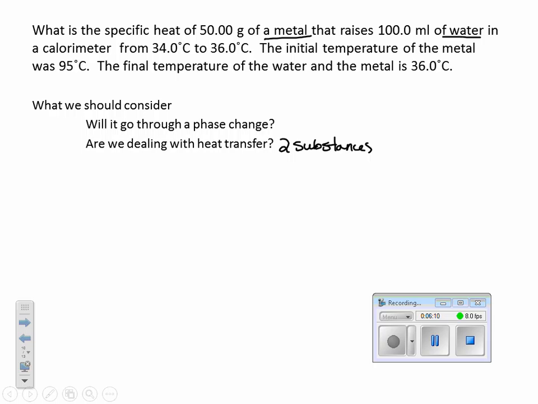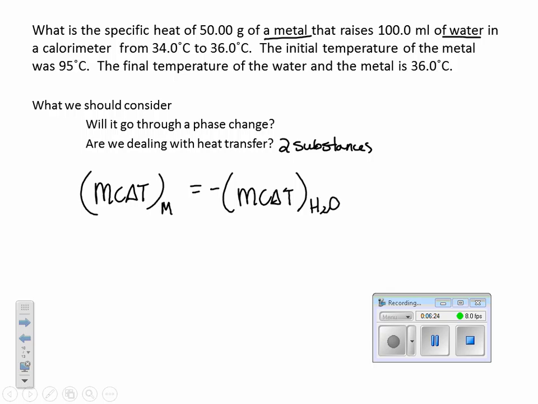So we know that we're going to use the equation mc delta T of our system, in this case the metal, is equal to the opposite heat, mc delta T, of the water. So what are we solving for? It says, what is the specific heat of the metal? So we're solving for the specific heat capacity of our metal specifically.